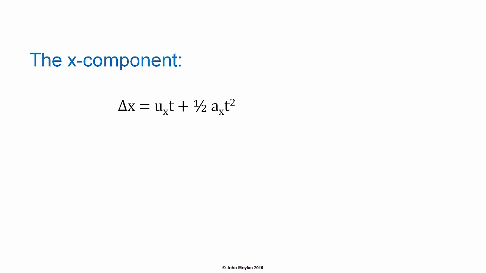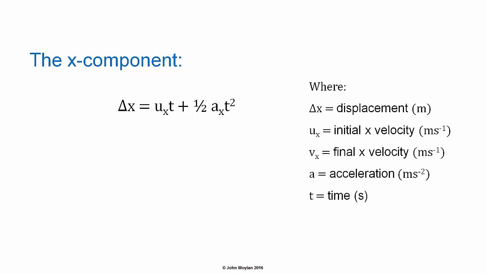Delta x equals U subscript x T plus a half A subscript x T squared, where, as before, delta x is displacement in the x direction in meters, U subscript x is the initial x velocity in meters per second, V subscript x is the final x velocity in meters per second, and A is acceleration in meters per second squared. T is time in seconds. As acceleration in the x direction equals 0, delta x equals U subscript x times T. As A equals 0, the term a half A subscript x T squared is going to be equal to 0. Therefore, delta x, the displacement in the x direction, is going to be simply equal to U subscript x times T, which is the initial x velocity multiplied by the flight time. So, displacement equals velocity times time.